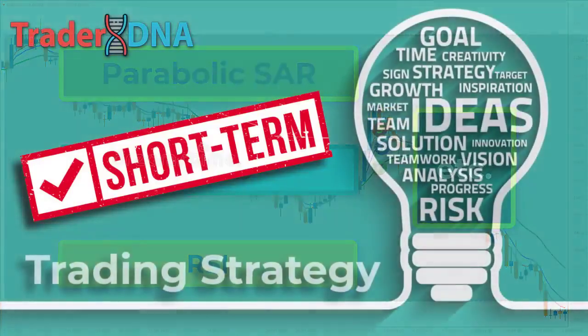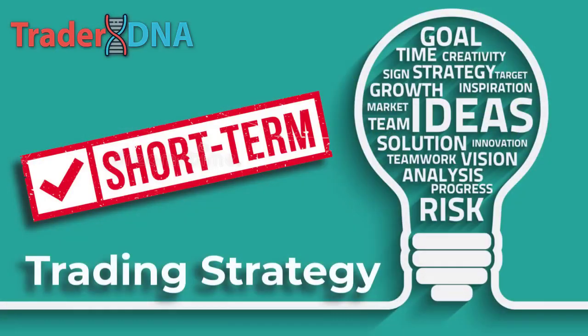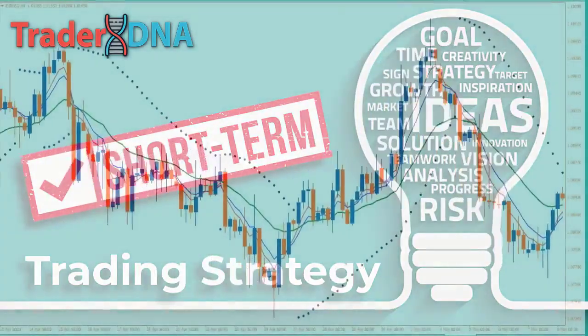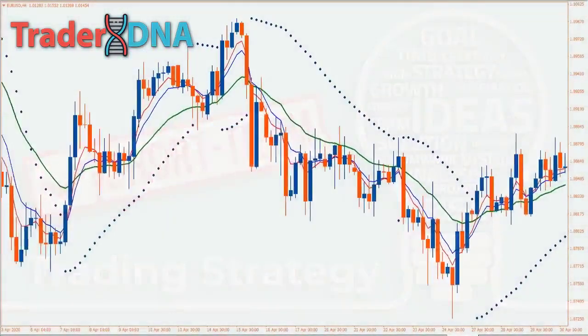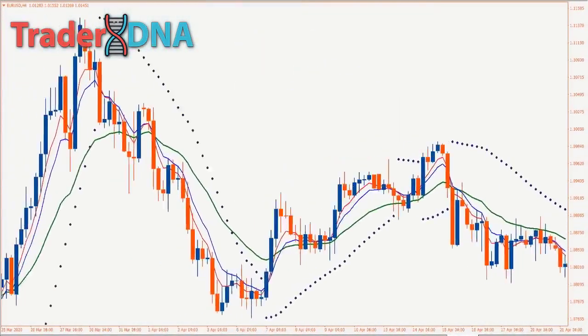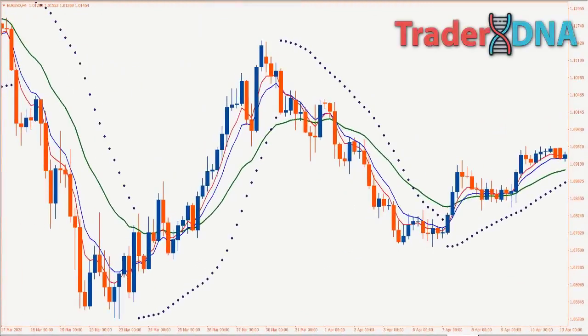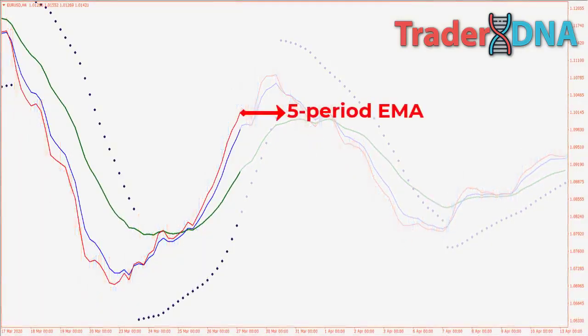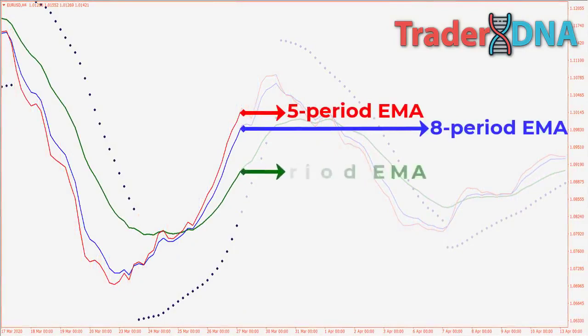Short-term trading strategy. In our short-term trading strategy, we use the combination of 5, 8, and 13 EMA and parabolic SAR. This strategy will work fine in the hourly chart of any market. We suggest choosing currency pairs or trading assets that involve sufficient volatility if you want to make frequent trading positions. Colors are different for EMA signal lines. 5-period EMA is red, 8-period EMA is blue, and 13-period EMA is green.